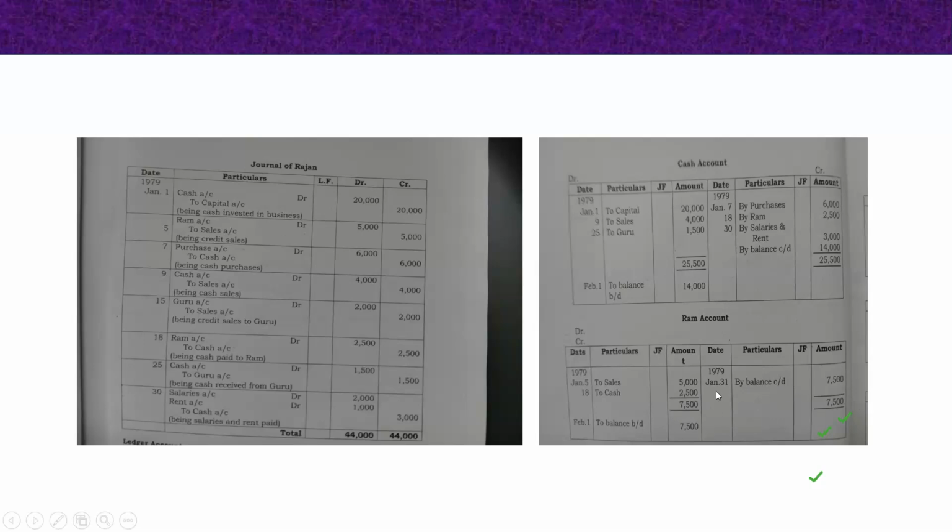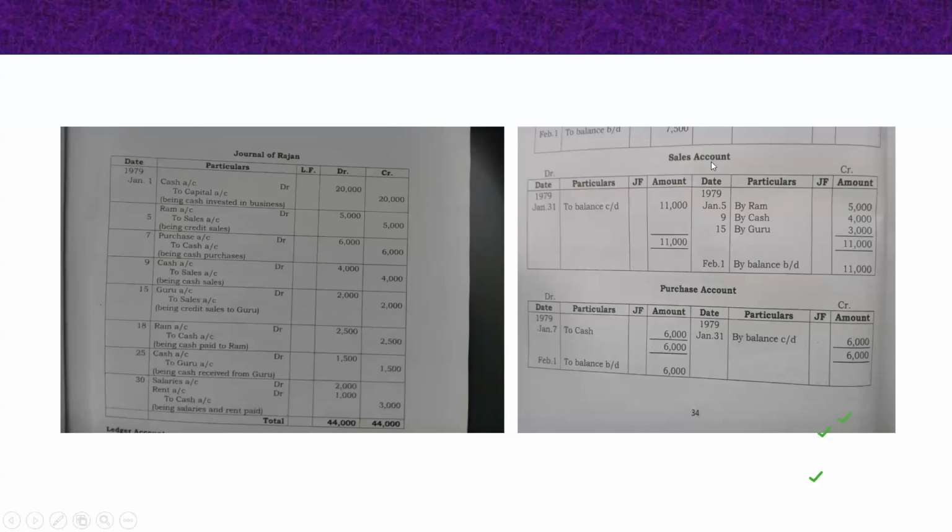So this is how it would be done. If there is no entry to be made in the credit column, don't worry; you can adjust it by giving the balance carried down entry. Give the same amount and take it to the next entry level. So now cash is done, capital is done, Ram is done. Now we are moving to the sales account. Then we have purchases, then Guru, and then salaries and rent. Okay, so we will move on.